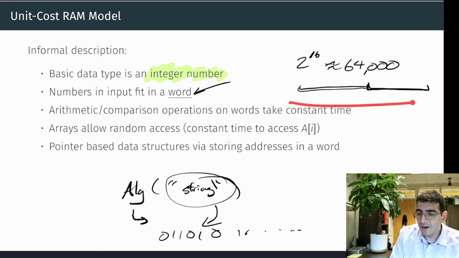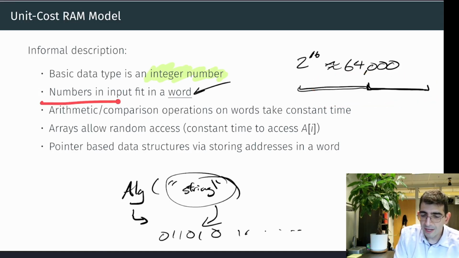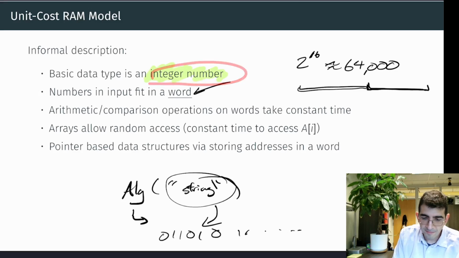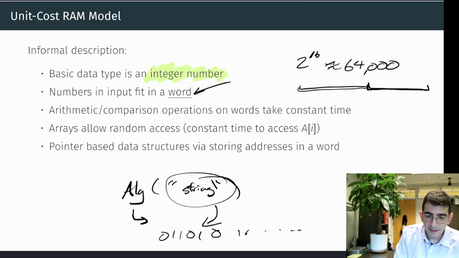So without getting too far into the weeds, in the RAM model, we're going to say every number fits in a word. The word is not a physical thing in this case. It's not x bits. It's just a word. It's a collection of bits that represents an integer. And then we have to get to our steps. Namely, we say that every step, every operation, takes constant time. And we say that memory access, random access, also takes constant time.